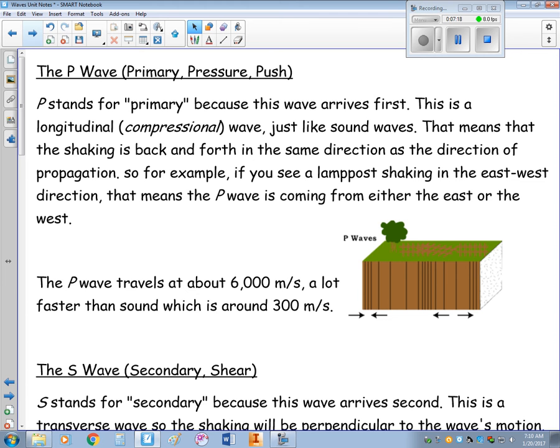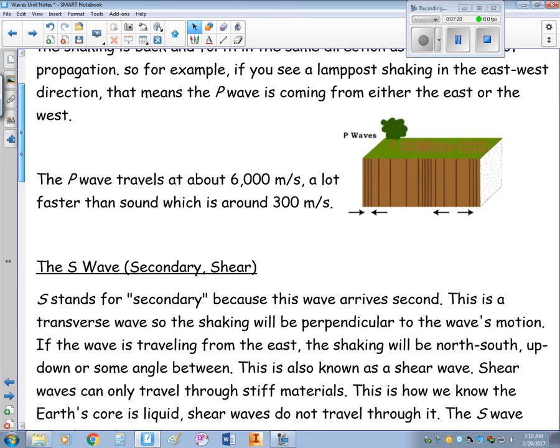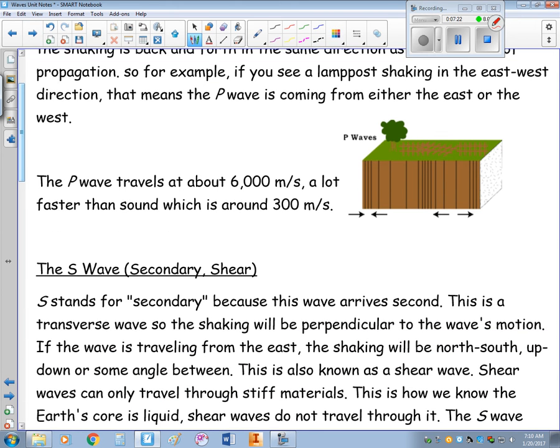Looking at this graphic here, we can see the wave motion is going back and forth. So this tree up here would shake horizontally back and forth. P waves travel at about 6,000 meters per second, which is a lot faster than sound.